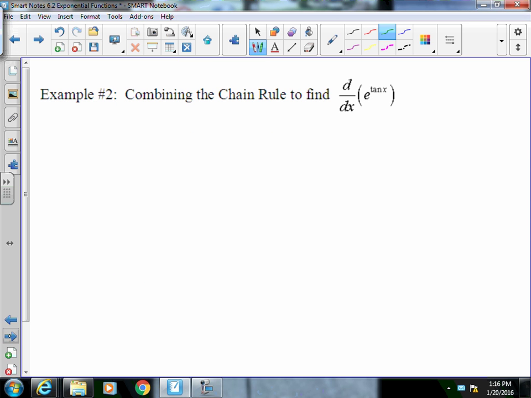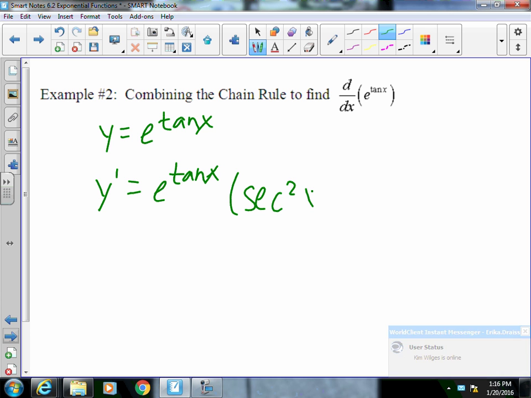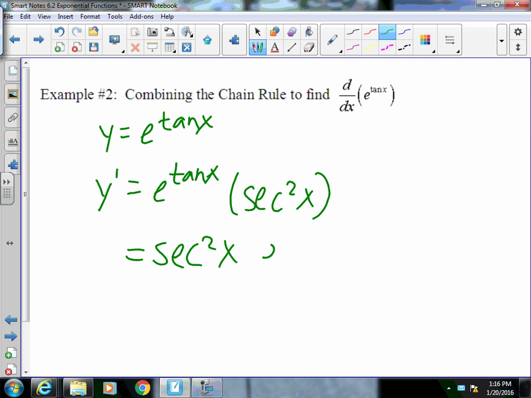So let's try something. If I were going to derive y equals e to the tangent of x, and we're finding the derivative, we've got e to the tangent of x, because the derivative of e to anything is itself. But then we need the chain rule in this case, because the tangent of x is in our exponent. The derivative of tangent of x is secant squared x. So maybe a better way to write this would be secant squared x times e to the tangent of x.